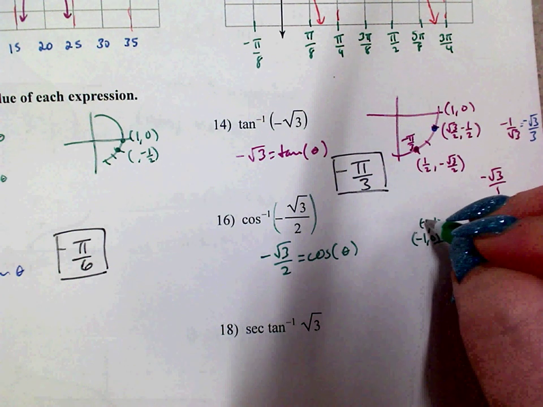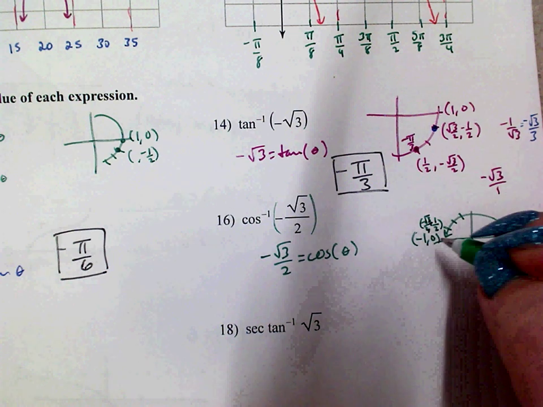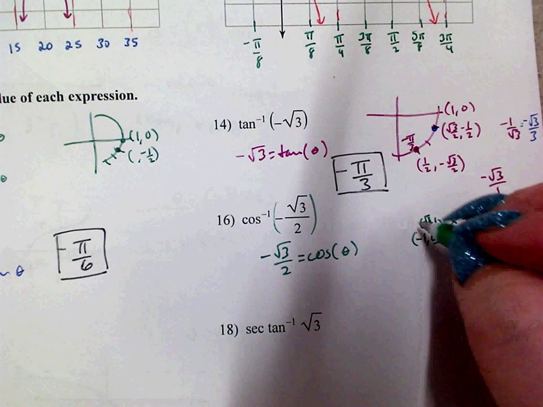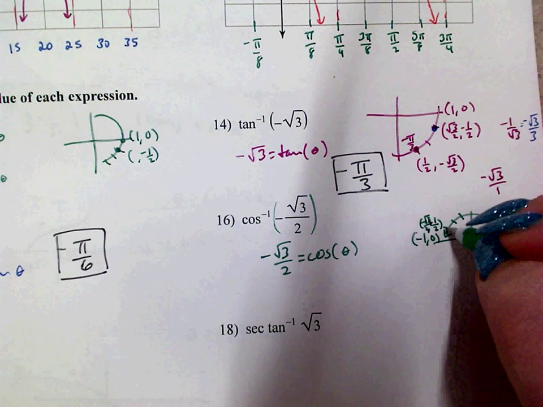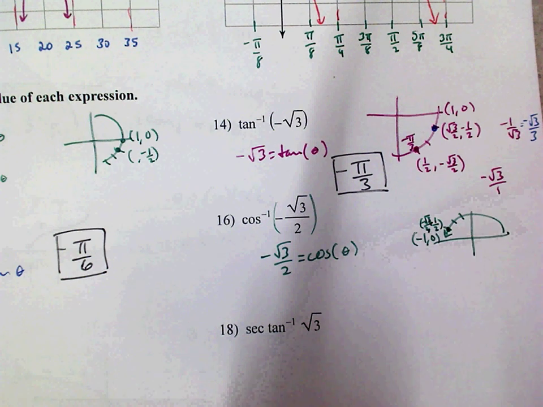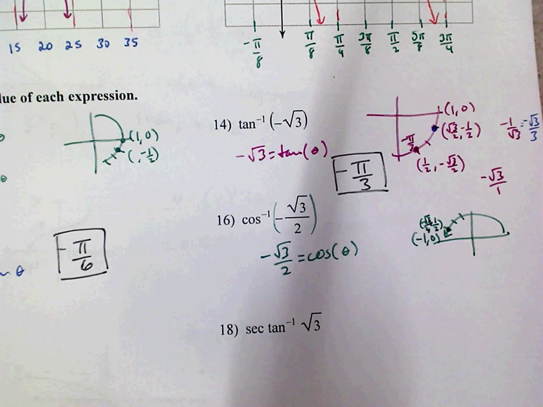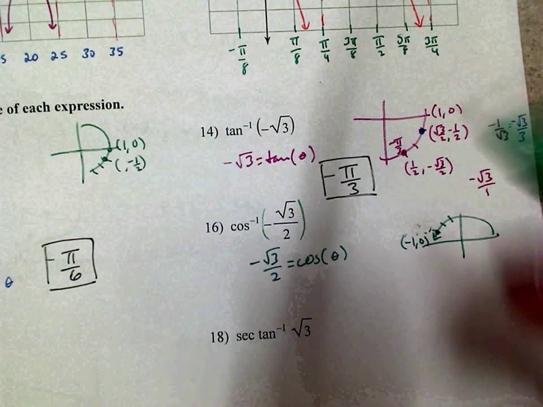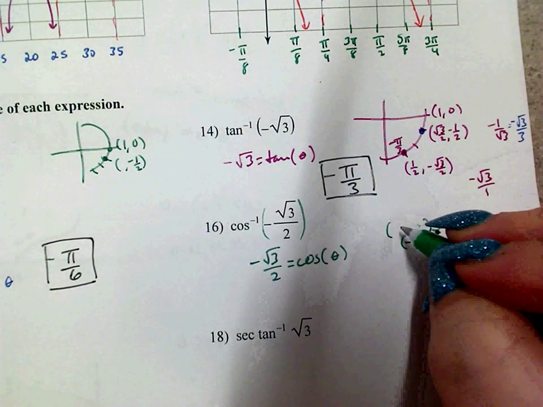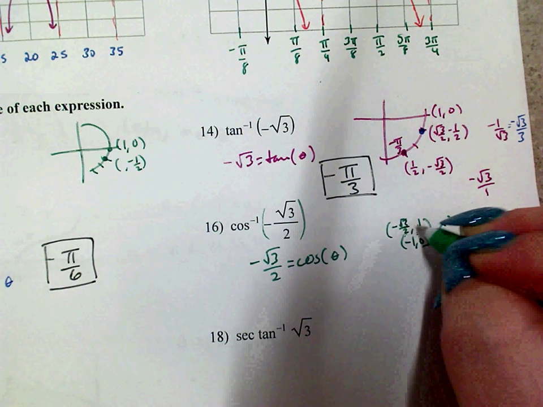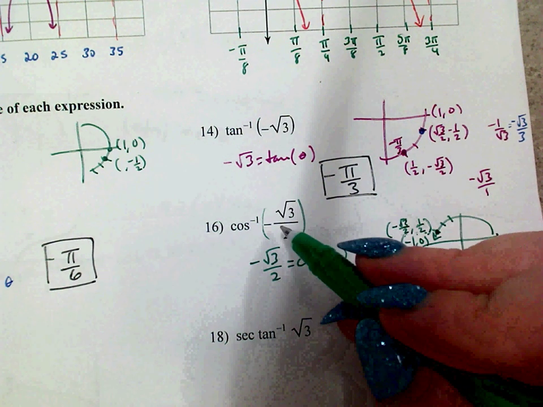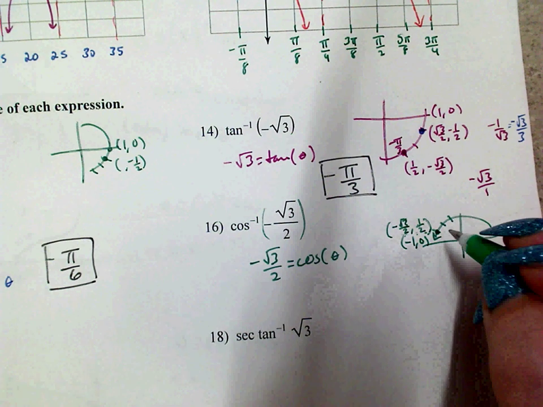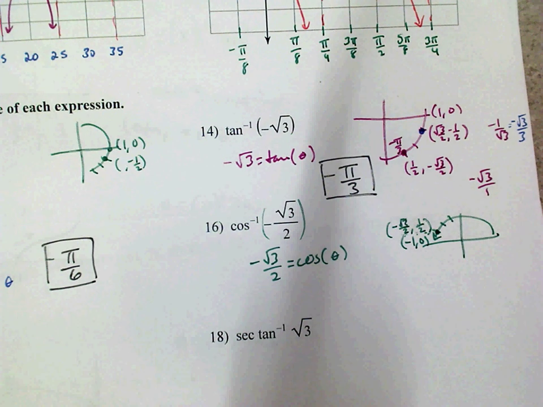So 0, 1, which means at this angle right here, we've got negative square root of 3 over 2 as the x. I'm going to make that a little bit larger. So negative square root of 3 over 2, comma 1/2. So the cosine is negative square root of 3 over 2. This angle is just 5 pi over 6. So the answer is 5 pi over 6.